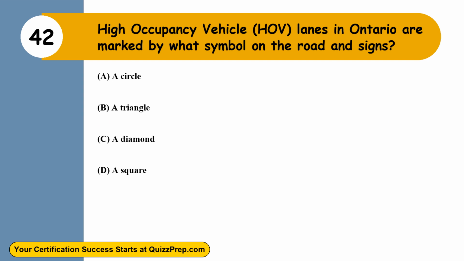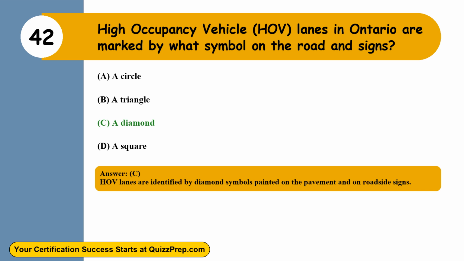Question 42. High occupancy vehicle, HOV, lanes in Ontario are marked by what symbol on the road and signs? Option A. A circle. Option B. A triangle. Option C. A diamond. Option D. A square. The correct answer is option C. A diamond. HOV lanes are identified by diamond symbols painted on the pavement and on roadside signs.